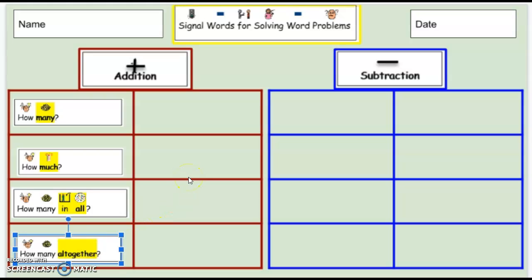Let's read our signal words again. Remember, signal words are what tell us what operation we are going to use in our word problems. We have how many, how much, how many in all, how many altogether. Good.